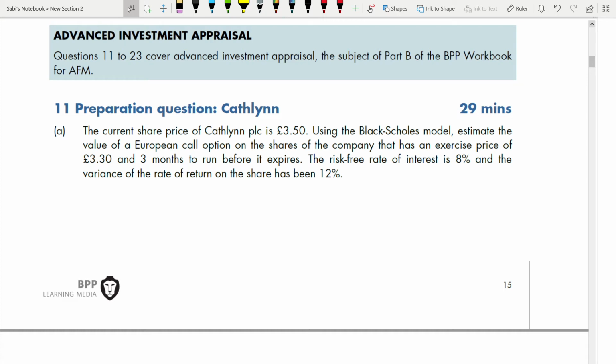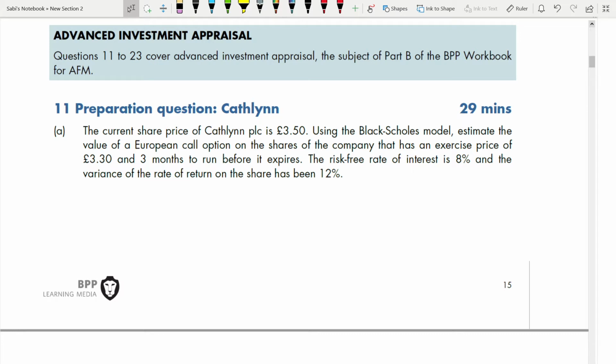Question 11 of the AFM BPP revision kit. From question 11 to 23 we're going to cover advanced investment appraisal, that is section 2 of your syllabus, the investment appraisal chapter. And this question is about your Black-Scholes model. We are going to value a European call option.